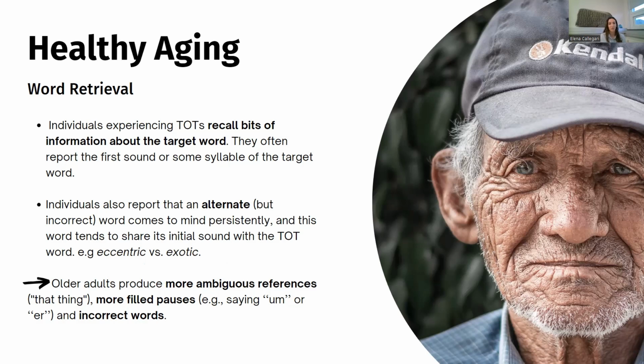The reason she does this is that she's thinking of a word, she cannot remember what the word is, and so she goes for, yeah, that thing over there. Or more frequent pauses, because an older individual is trying to remember the word that he needs, but cannot remember what it is. Or producing a word that is similar in phonetic shape to the target word, but is not the target word. Like, for example, eccentric and exotic.